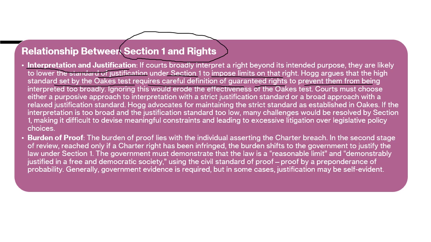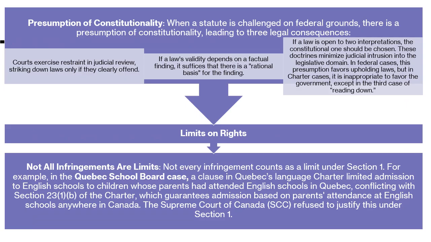Then upon whom is the burden of proof? The burden of proof is with the individual who is asserting the charter breach. But in the second stage, when we are talking about the Oakes test, when we are talking about section 1, then it is the government's burden to justify that their law comes under section 1. Presumption of constitutionality: when a statute is challenged on federal grounds, there is a presumption that it is constitutional. Nothing is invalid, nothing is illegal. So it leads to three consequences: that courts exercise restraint in judicial review, striking down laws only if they are clearly offended.